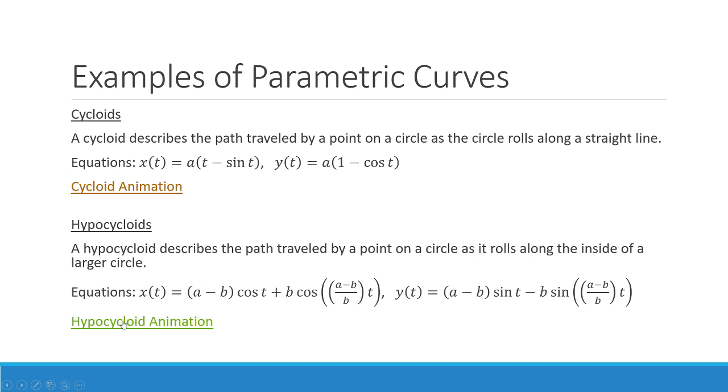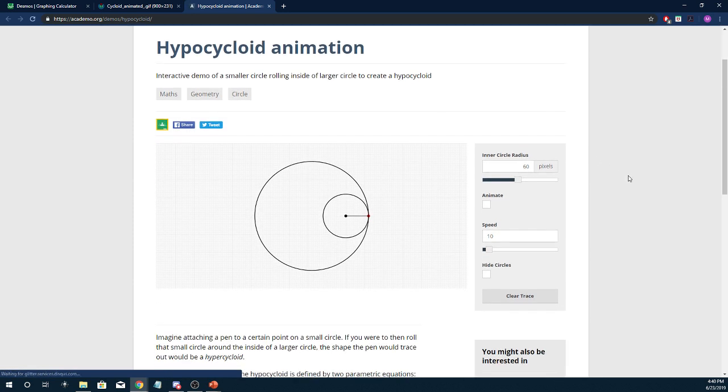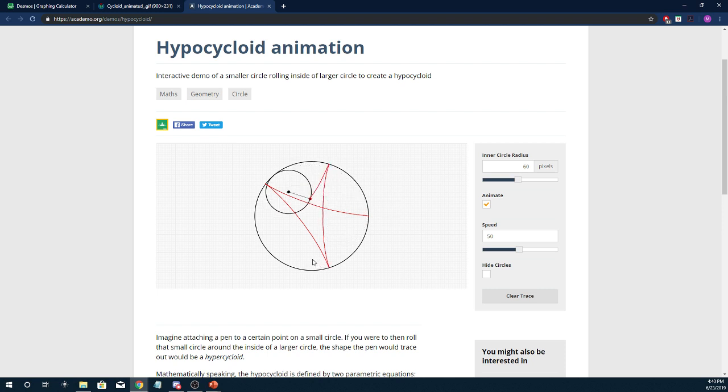Now again, these hypocycloids, their form is going to depend upon the ratio of these radii. So if we have this outer circle here and this particular inner circle, and we start animating this, let's move the speed up a little bit so it goes a little faster. The path that that point on the edge of the inner circle travels, that's going to be the curve for our hypocycloid.